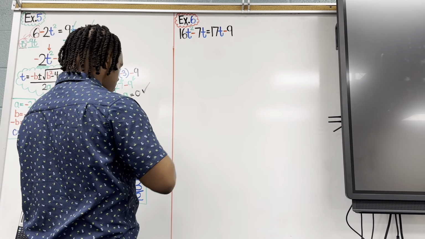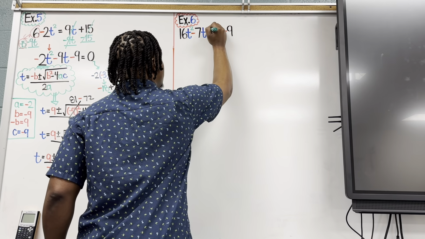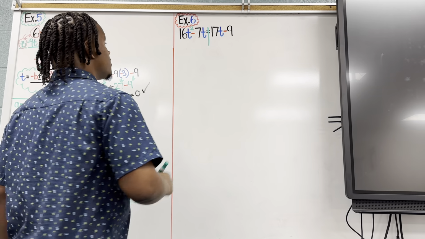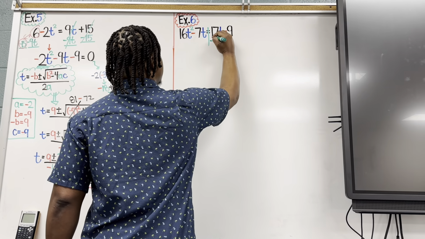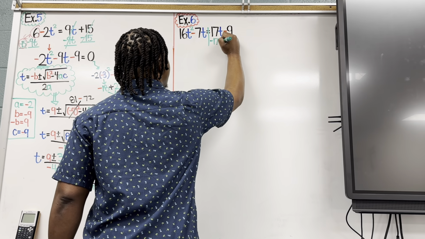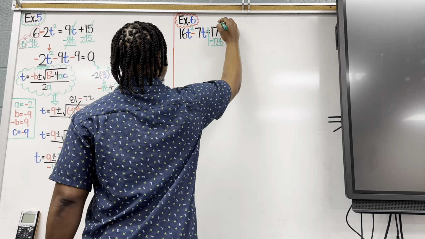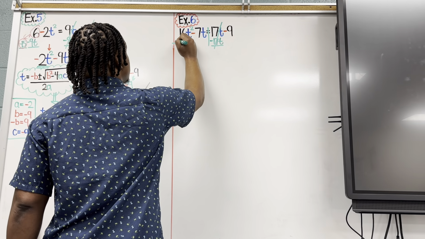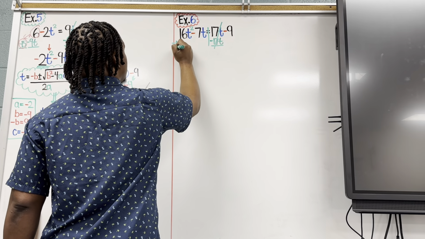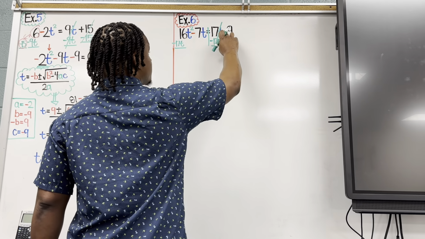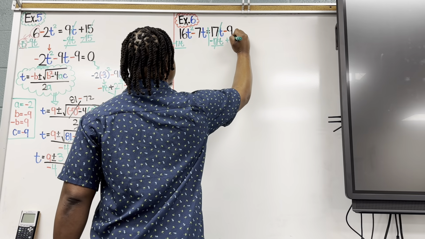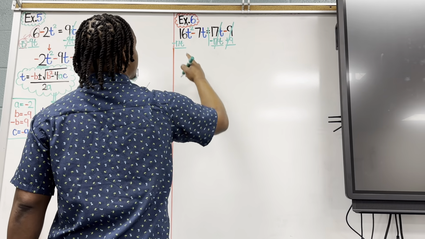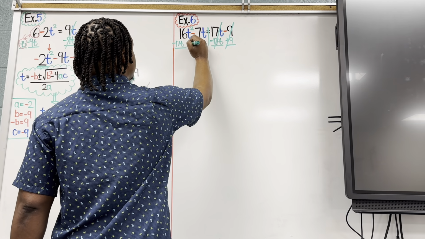So what I'm going to do is move 17t and negative 9 to this particular side, okay? The opposite of 17t is negative 17t, or minus 17t. So I'm going to cross it out, and on this side I'm going to subtract 17t. And then the opposite of minus 9 is plus 9. So negative 9 is going to cancel out with positive 9 on the right side, but I'm going to add 9 to this side, okay?